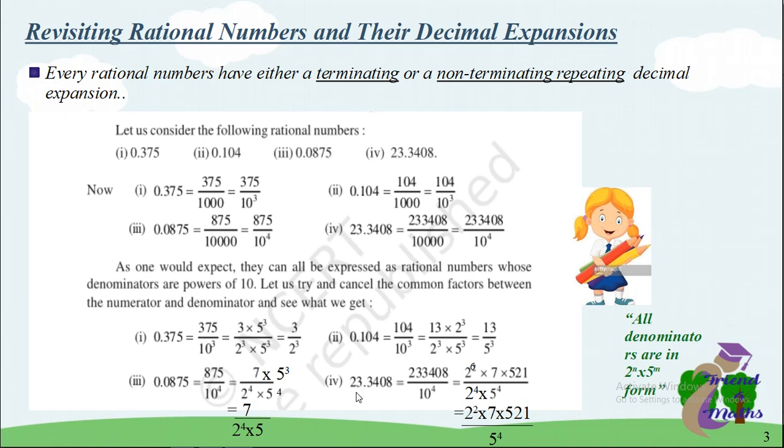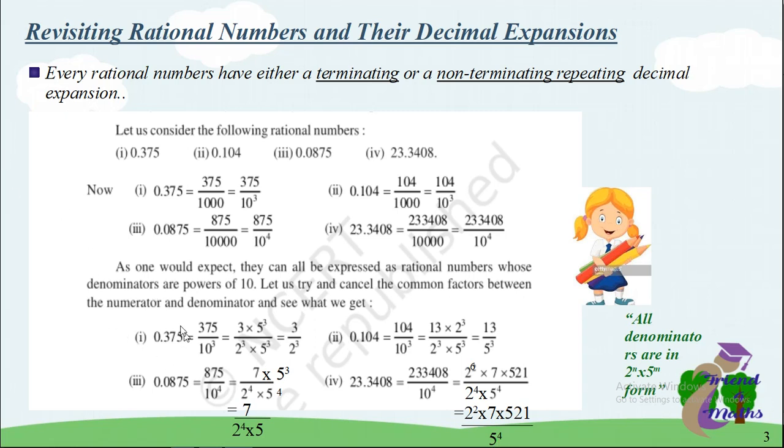Next is 23.3408, that is equal to 2,33,408 divided by 10 raised to 4, and the prime factorization of this number is 2 raised to 6 into 7 into 521, divided by 2 raised to 4 into 5 raised to 4. Cancelling the common factor 2 raised to 4 in the numerator and the denominator, we get 2 square into 7 into 521 divided by 5 raised to 4.